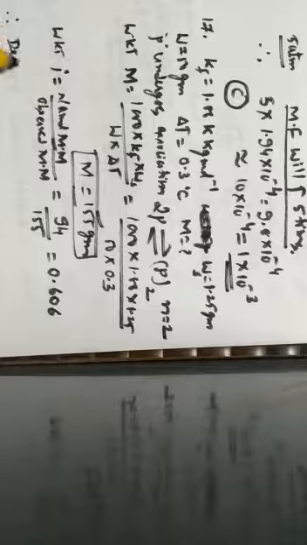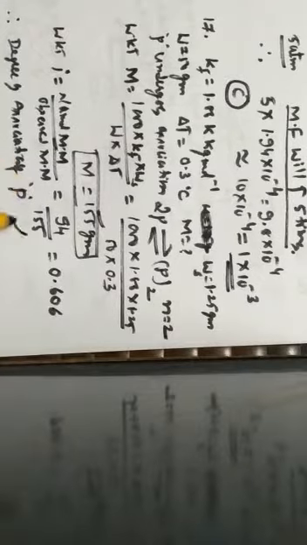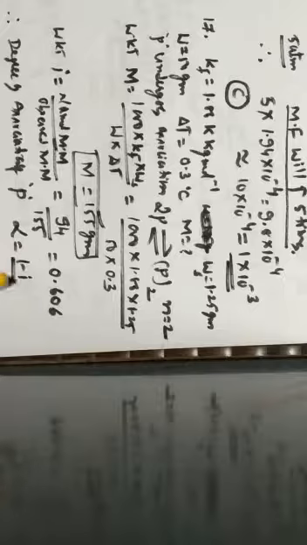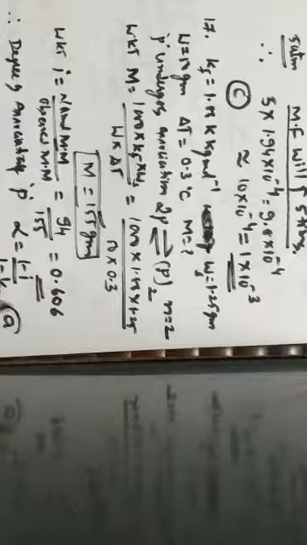Therefore, the degree of association of P is given by alpha is equal to (1 minus i) divided by (1 minus 1 by n). Therefore, alpha is equal to 1 minus 0.606, divided by 1 minus 1 divided by n, where the value of n is 2. If I calculate this, it comes out to be 0.788, that is equal to 78.8%, which is approximately equal to 80%, which is given by option A.